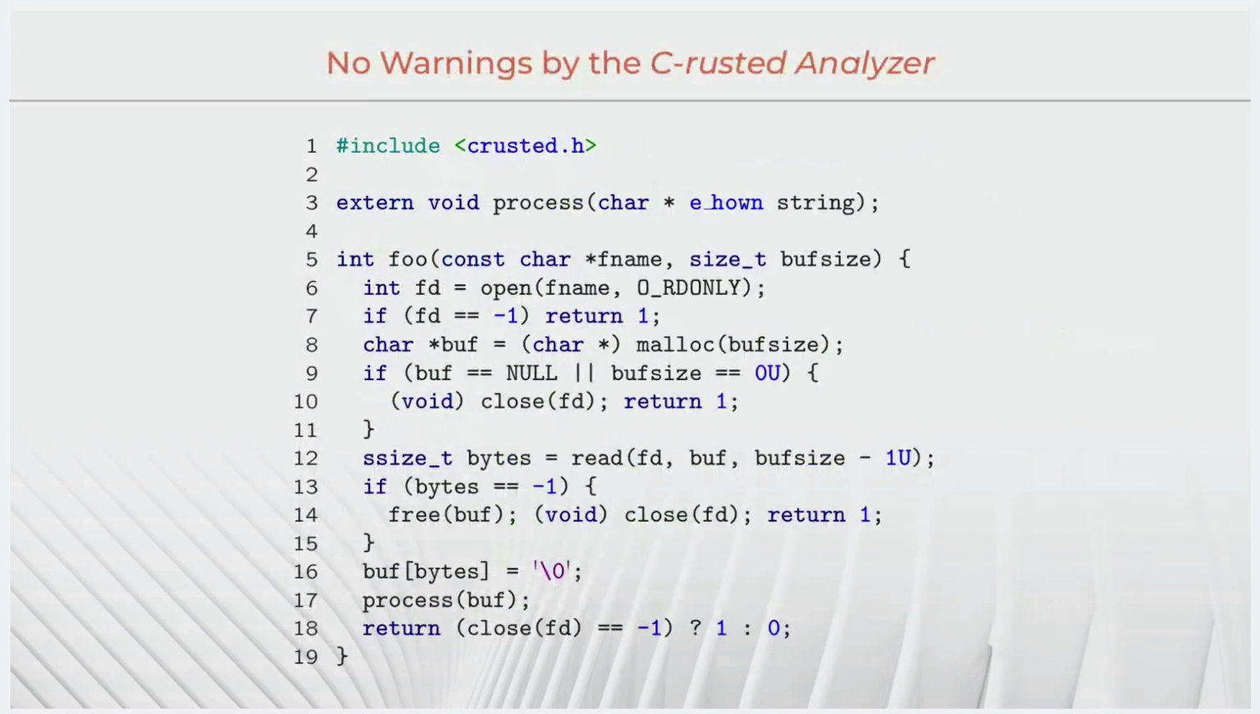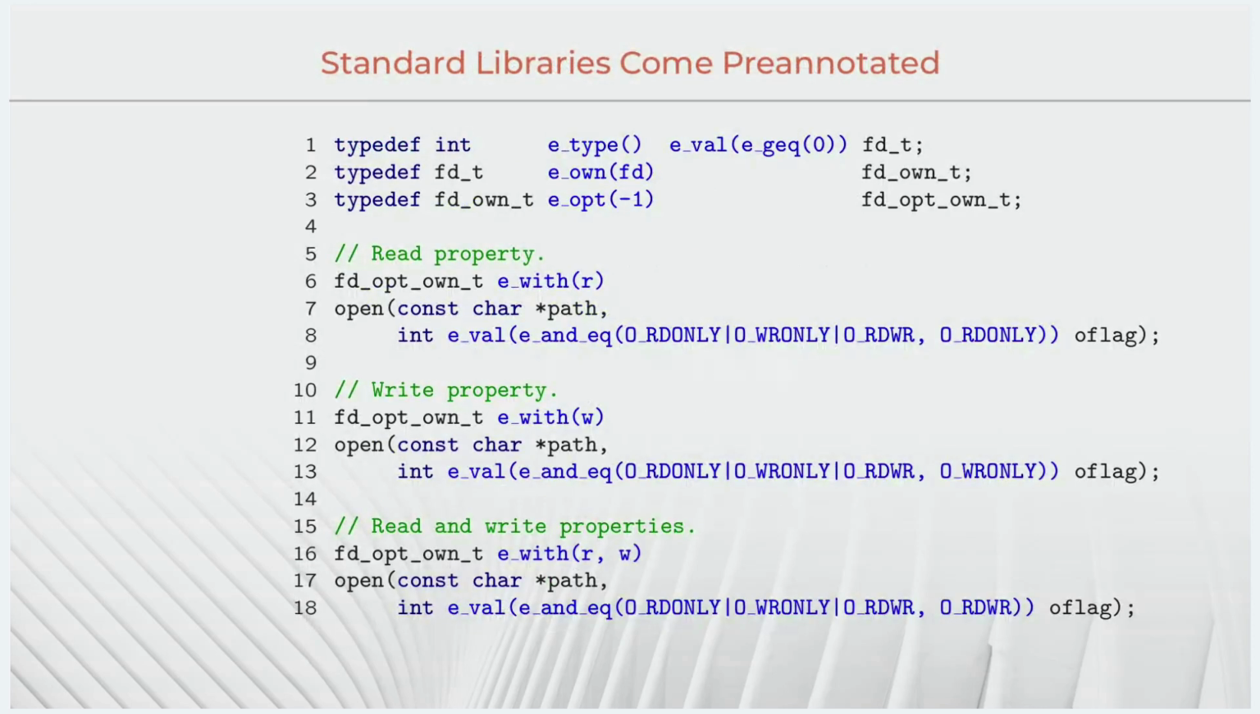So how is it that all this is achieved with just one small word here, own, just this small annotation on the process function? Actually, the reason is that the C-rusted analyzer treats standard libraries as if they were pre-annotated. It is as if the open standard function was declared in this way. Let me start from the beginning.